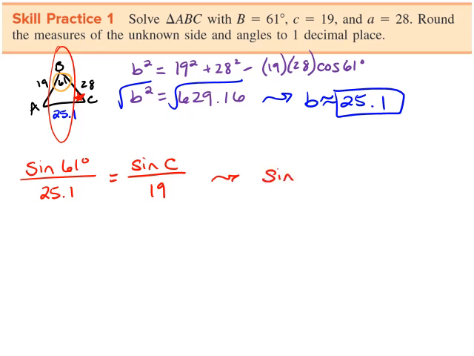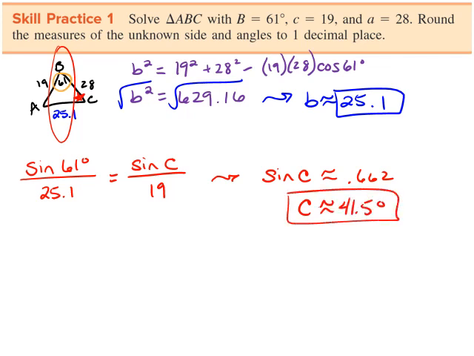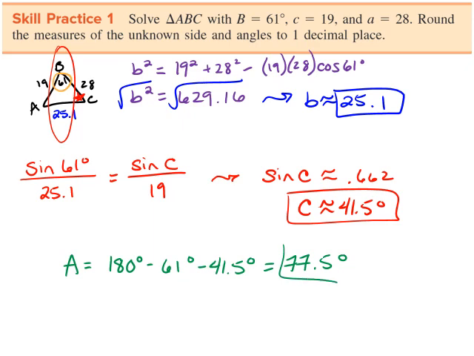So sine of C is approximately 0.662. Taking the inverse sine of both sides, I'll find that C is approximately 41.5 degrees. You can find angle C by using the law of cosines as well if you choose. Then the last thing I need to do is find angle A, and that is found by subtracting the given angle and the angle we just found from 180, and this will give us 77.5 degrees.